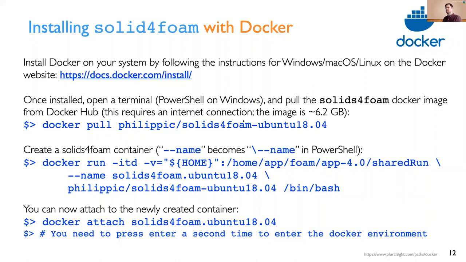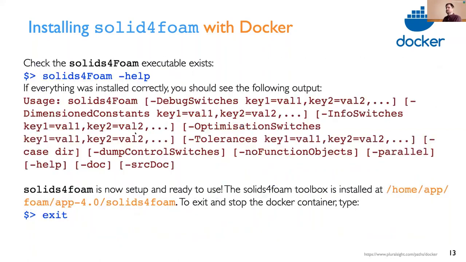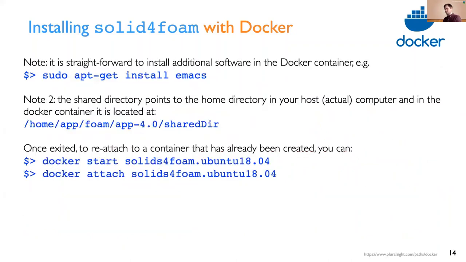You can see it's based on Ubuntu 18.04. Then you can run that using these commands here, and you can set up shared folders and things like that. If you're familiar with Docker, you'd be familiar with this. Once you log into that Docker container, you can check Solids4foam works. Everything's fine. Just to mention, I think the password is removed from the sudo account in that Docker container, so you can easily install Emacs or whatever editor you want to use or any other software.